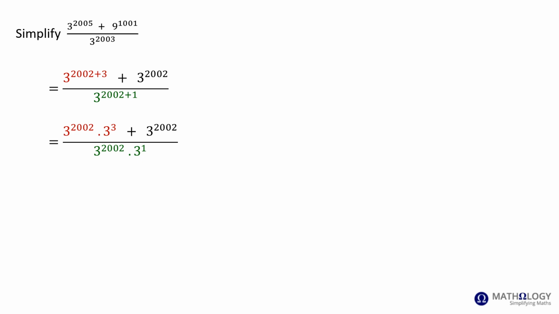We can take out a highest common factor of 3 to the 2002 at the top, and simplify from there, leaving the answer as an improper fraction.